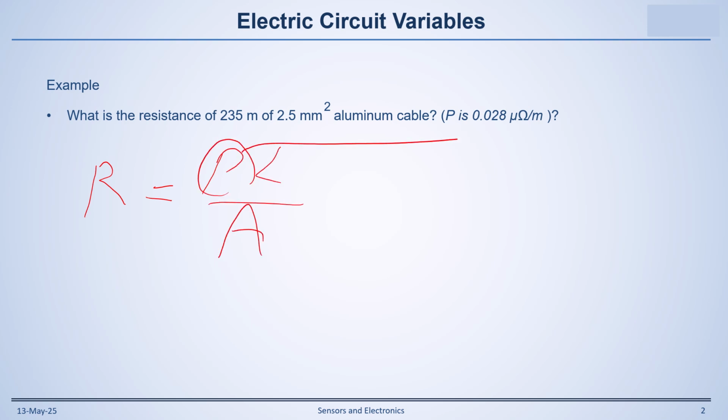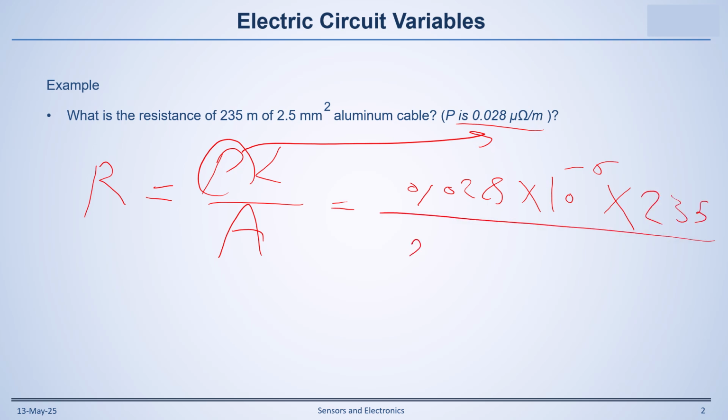So rho here is 0.028 micro ohm meter. Ohm is the unit for resistance. So if you write 0.028 times 10 to the minus 6, multiplied by L, which is 235 meters, divided by A, the area, which is 2.5 times 10 to the minus 4 in square meters, and you calculate this, we will have the value of this ohm.